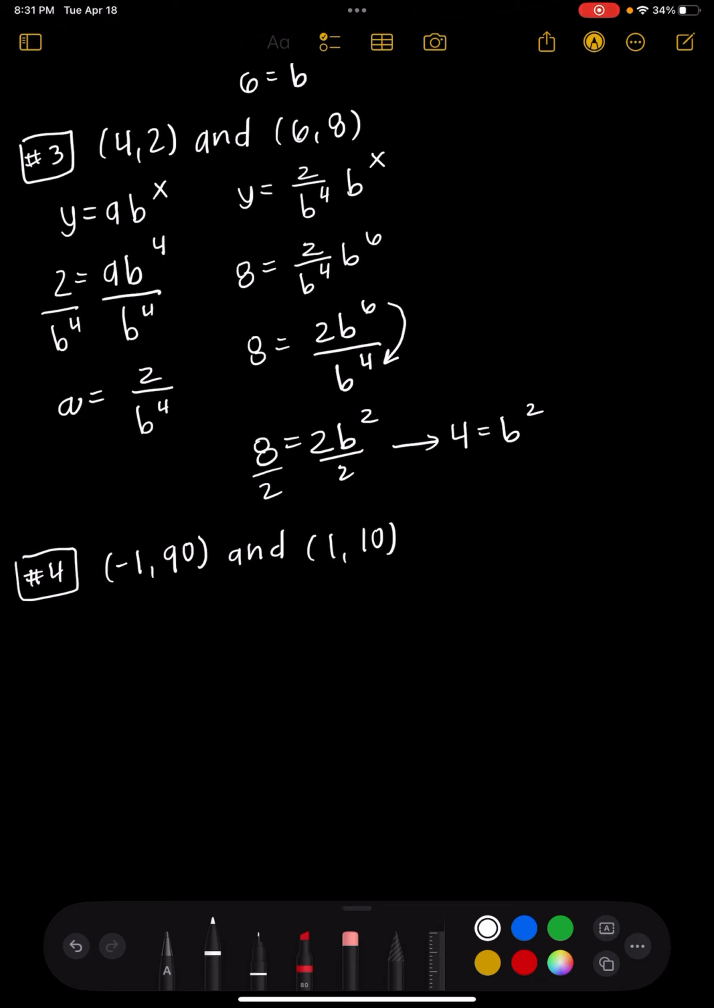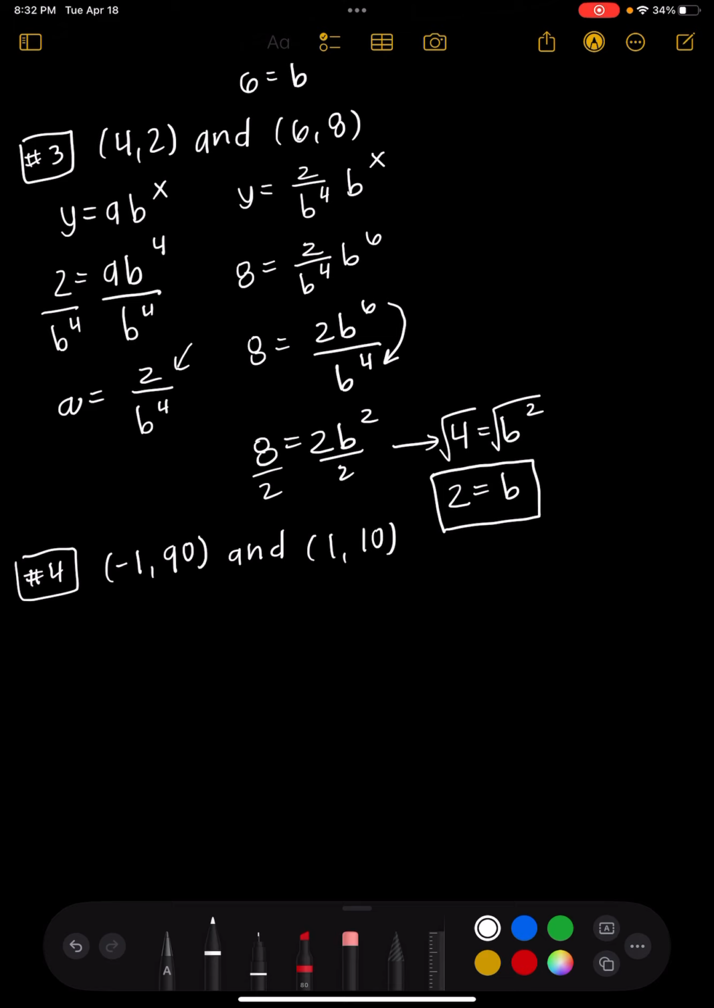So I'm going to square root each side, and I get, the square root of 4 is 2, so 2 is equal to b. All right, now we know that 2 is equal to b. That's great. But if you remember, we didn't actually figure out what a was. We know that a is 2 over b to the power of 4.